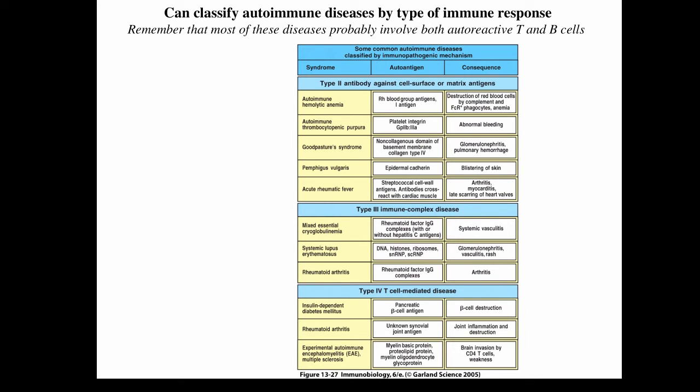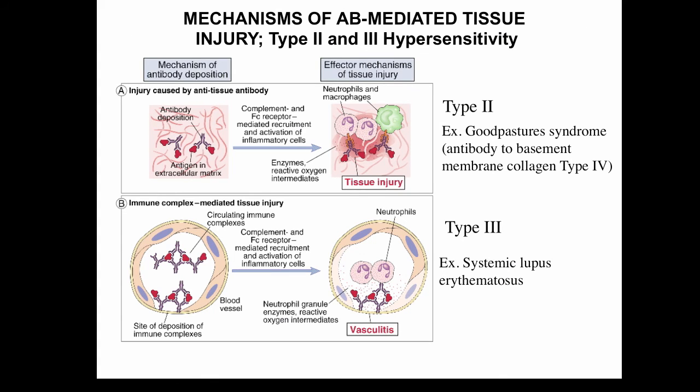And this is just a table, in type 4, hypersensitivity responses is mediated by T cells, and this is just a table illustrating some examples of autoimmune diseases that are associated with these different types of hypersensitivity. And I'm not going to go through and read them, you can read them yourselves.